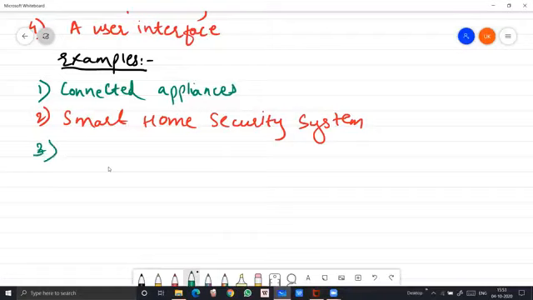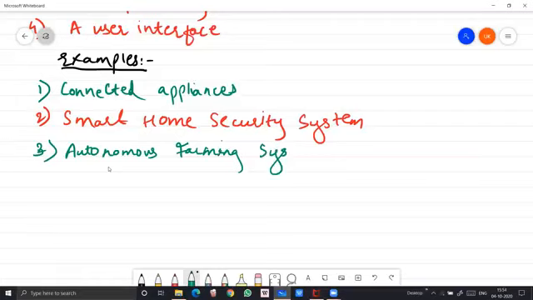Then next, what we have seen: autonomous farming equipment. Nowadays farming has also become very advanced because of technology. The farmer can find out beforehand which tools are needed for farming, so that we can have profitable growth for the different grains or whatever the farmer is growing in his field.